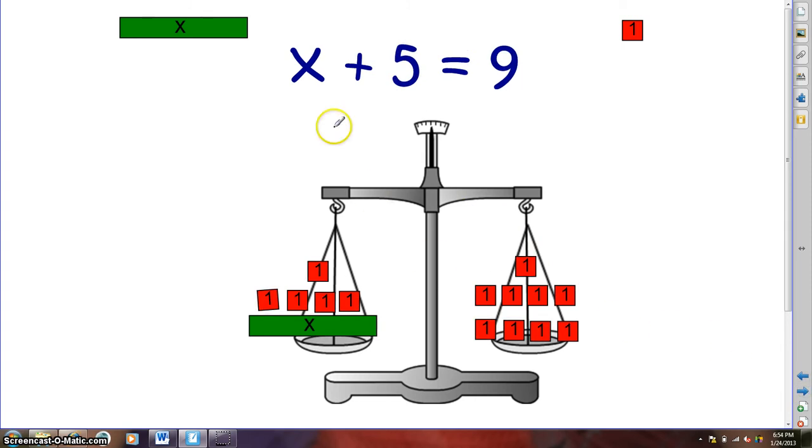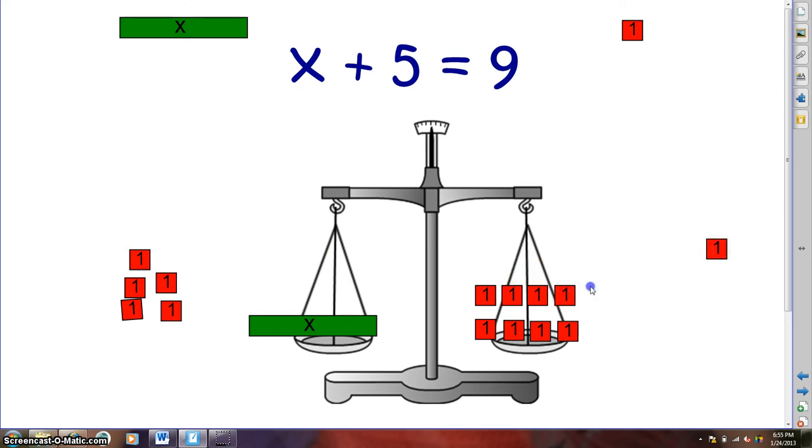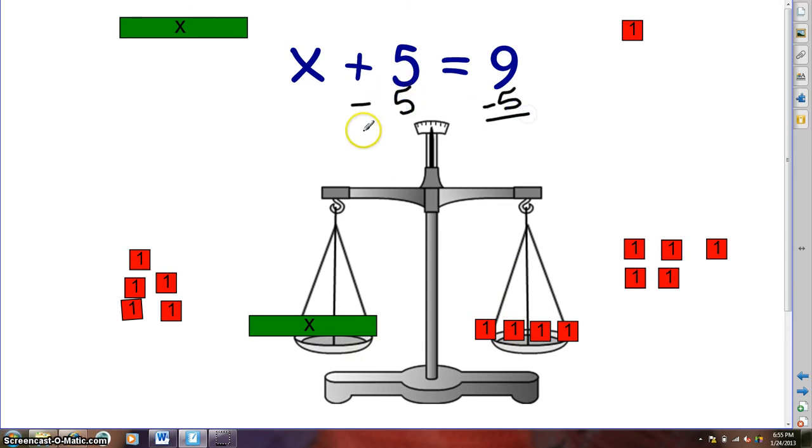Let's look at another one. Right here I have x plus 5 equals 9. I want just the x by itself, so I would have to remove 1, 2, 3, 4, 5. If I take 5 away from that side, I have to do the same thing over here. So I'm left with x equaling 1, 2, 3, 4. And if I want to show that, I subtract 5 from both sides. And that leaves me with x equaling 4, which is what I had here, x equals 4.